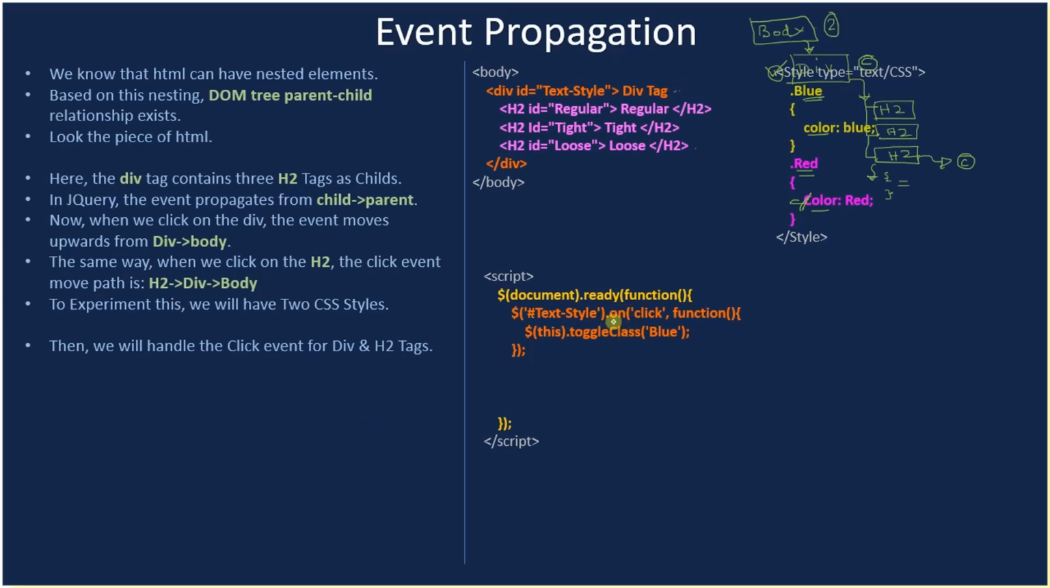Then we are making a call to the on method, and we are hooking the click event, and inside the click event we are toggling the class to blue. That means the class attribute blue will be added to the div element. So when you click on the div, we already have the hierarchy. Let's keep that here once again.